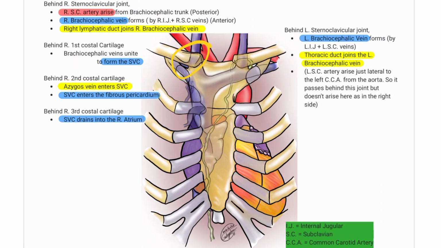So, what happens behind the right sternoclavicular joint? The anterior is the right brachiocephalic vein, and posterior to that is the formation of the right subclavian artery.